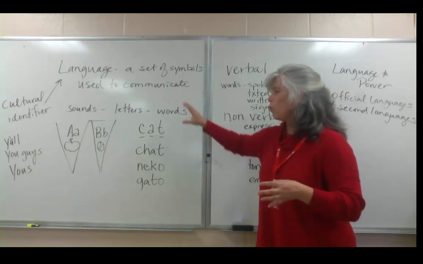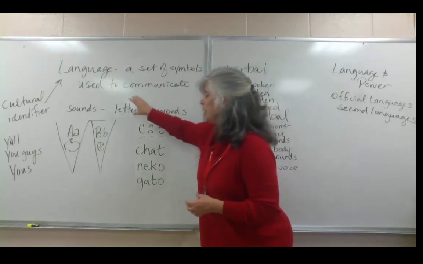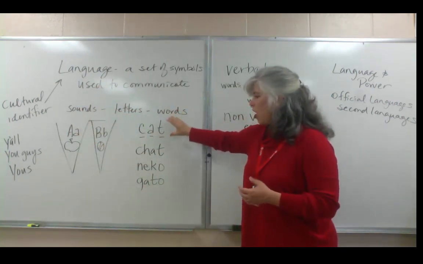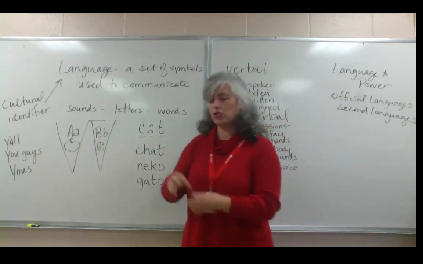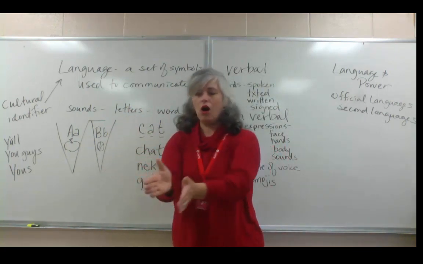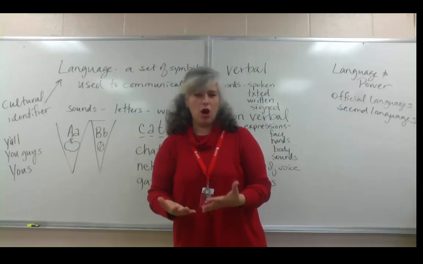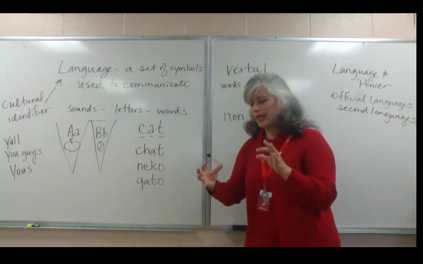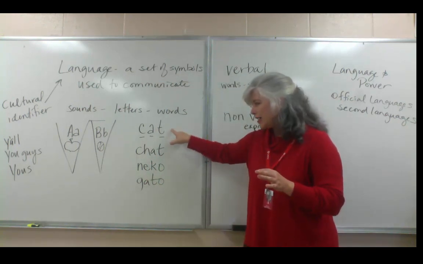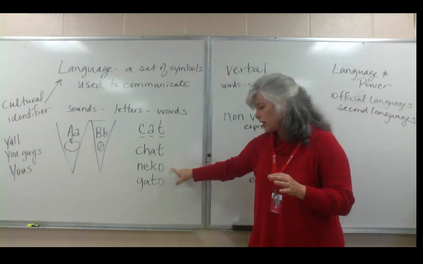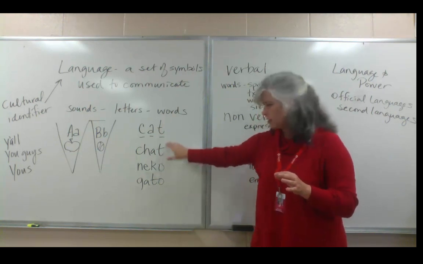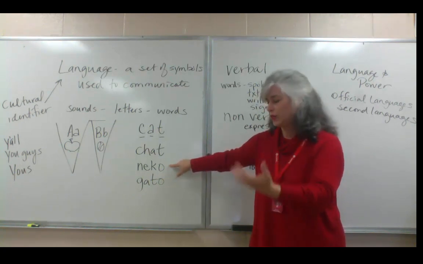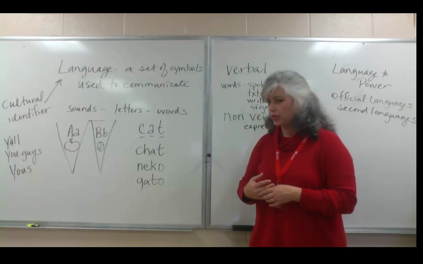So, sounds, letters, words, which are a combination of letters that represent different sounds, these words are arbitrarily attached to the things that they mean. Arbitrary means it's random. Arbitrary means there's no clear connection. And what I mean by a clear connection is a cat or a chat in French, or a neko in Japanese, or gato in Spanish.